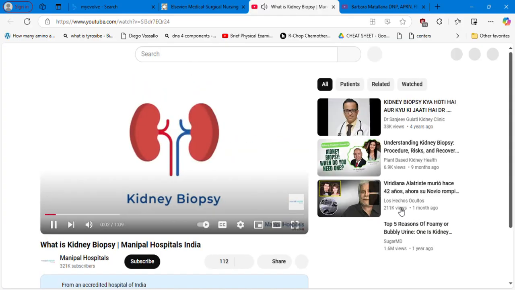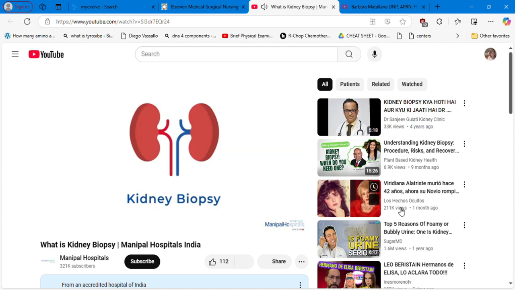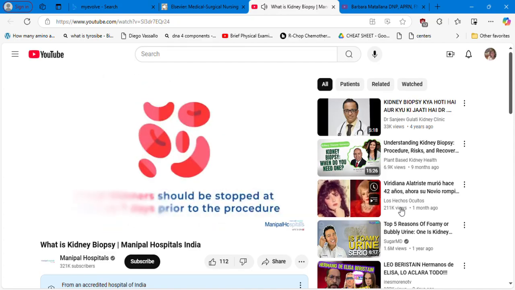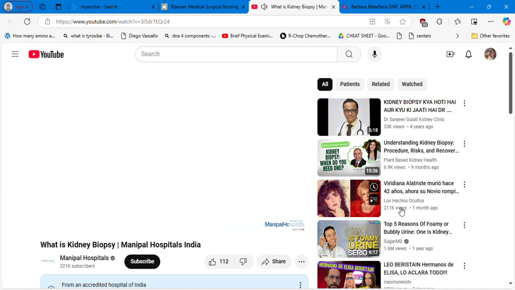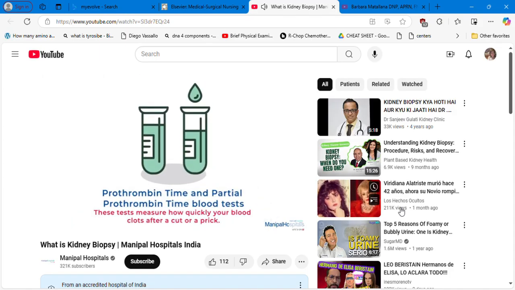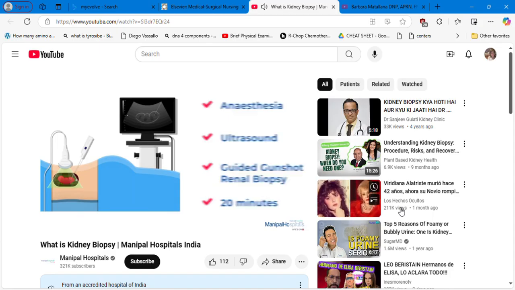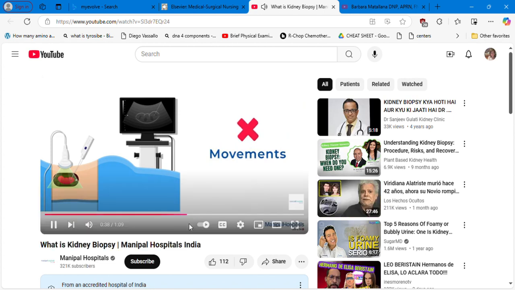A kidney biopsy involves taking one or more tiny samples of your kidney for observation. Please inform your doctor about all current medications. Blood thinners should be stopped at least 5 to 7 days prior to the procedure. You must undergo prothrombin time and partial thromboplastin time blood tests before the test. The procedure is done from the back after local anesthesia and involves an ultrasound guided gun-shot renal biopsy and takes about 20 minutes. You must avoid movement during the procedure.